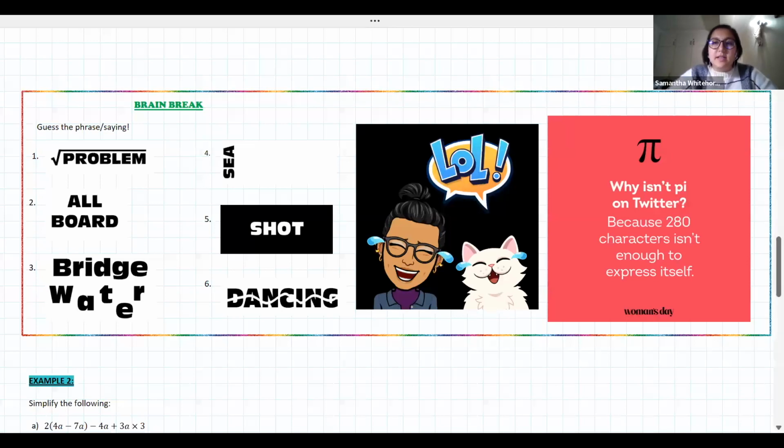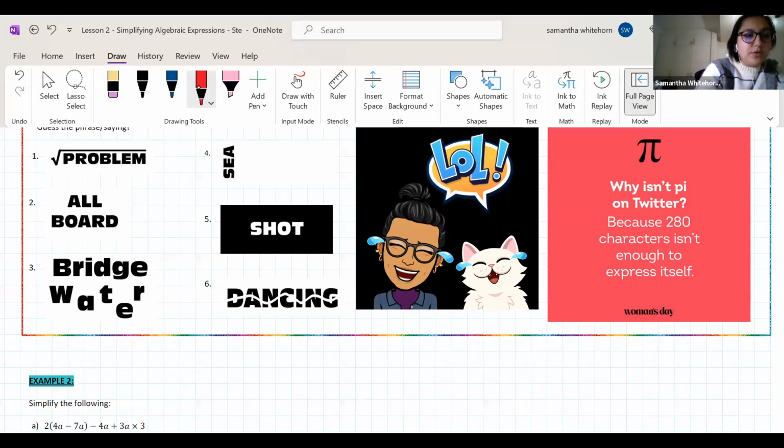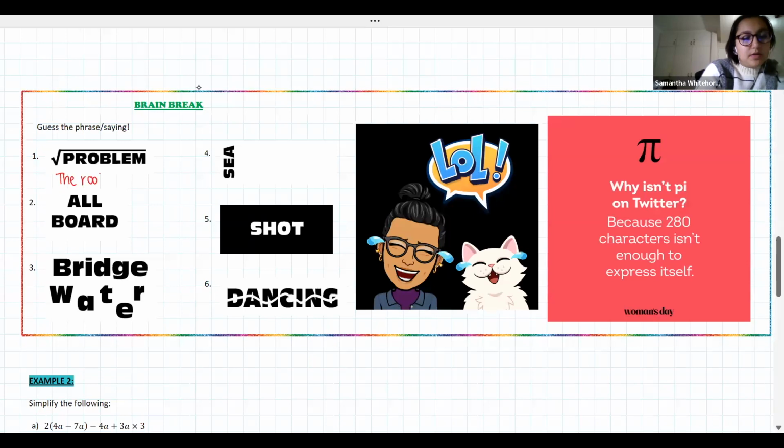Okay, it says, nice. The root of the problem for the first one, the square root of the problem. So the root of the problem, or the problem, doesn't really matter. Turtle's also got the second one, all aboard. All is on top of board, so all aboard.